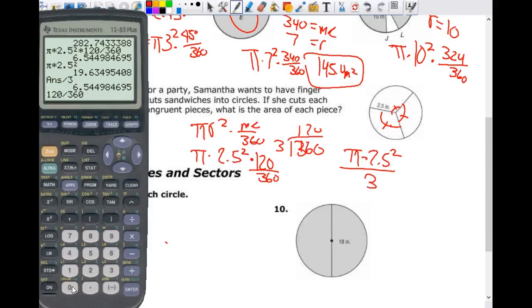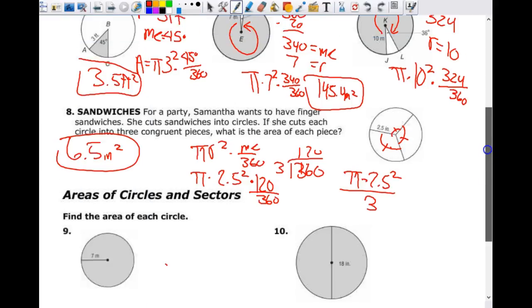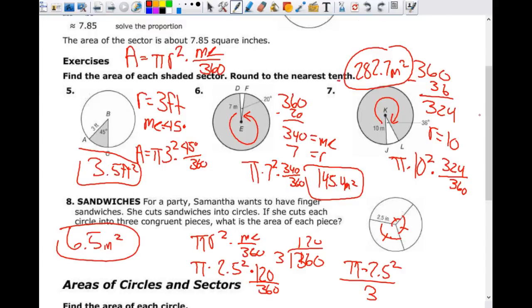So what's the point of having 120 over 360? If you actually enter this in, it's going to be 1 over 3. So divide by 3. 1 over 3 is the same as divide by 3. So if you look at all these problems we did over here, you're really taking the area of the circle and dividing it by whatever fraction this is. It's not going to be as neat as this one.